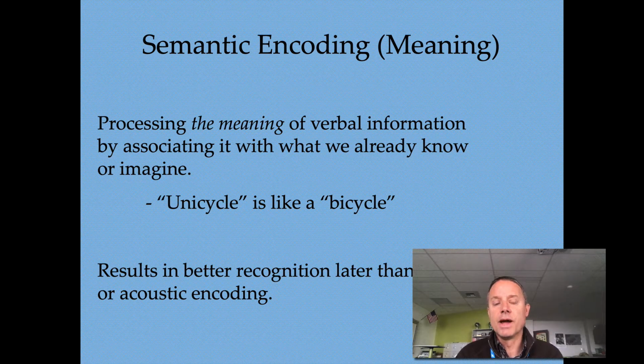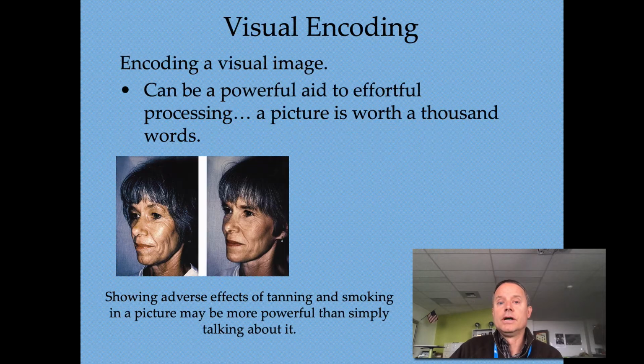By the way, the way I remember semantic as meaning is that letters 2 through 5 in the word semantic, if you scramble them, spell meaning. So you can unscramble the letters and it spells meaning or means. At any rate, semantic meaning can result in better recognition later on.